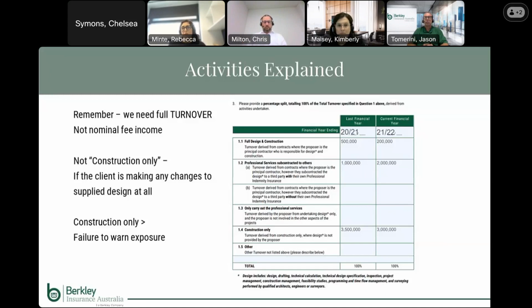It can take a while to fully understand what turnover should be noted on this section, but if you're in doubt, you should just contact your Berkeley underwriter. We'd be happy to assist you. Or you can also just explain the situation in your submission to us.